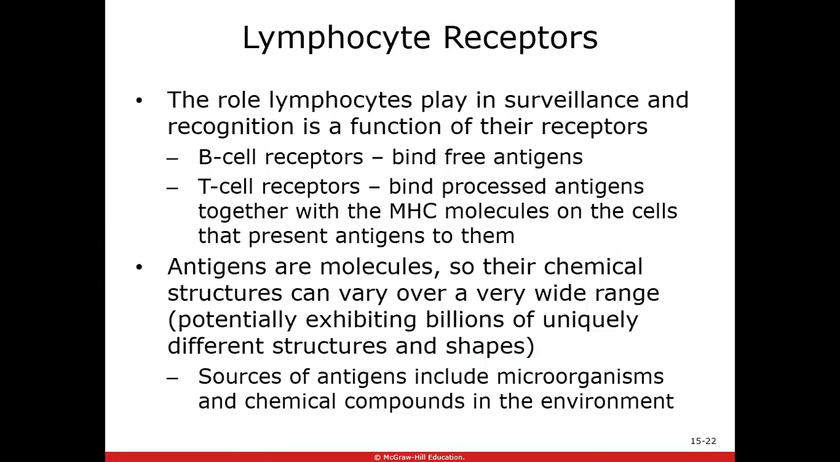So let's look at lymphocyte receptors. Remember, you have a B lymphocyte and a T lymphocyte. The role that lymphocytes play in surveillance and recognition is a function of their receptors. The B cell receptors bind free antigens. So if an antigen is floating around, the B cell receptor just binds the free antigen. The T cell receptors bind processed antigens together with the MHC molecules on the cells that present antigens to them.